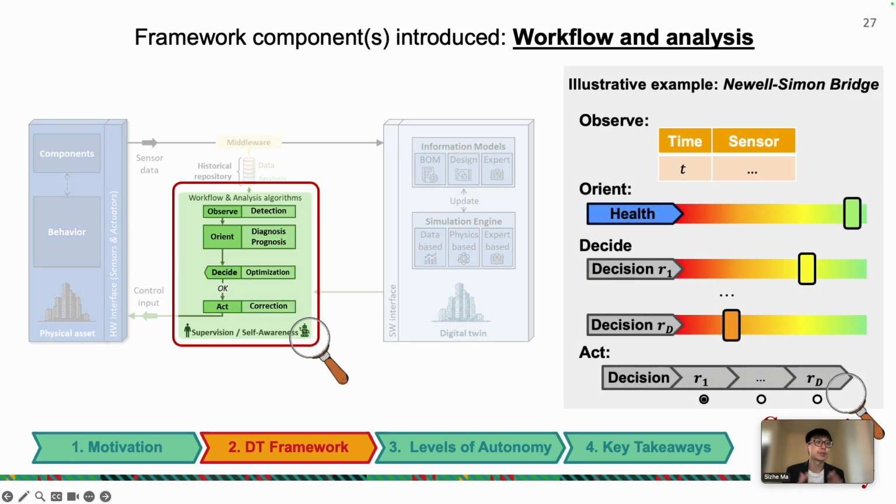And in the contextualized example, the OODA loop manifests into the following process. The module first observes the time series data, which helps us orient the health status of the physical asset. Then based on the status of our asset, we evaluate different decisions and decide which decision we want to further act on the physical asset.